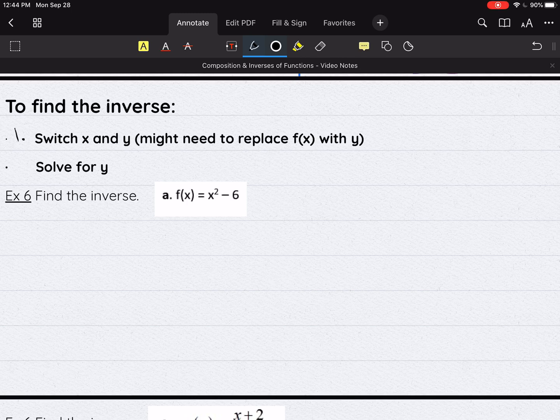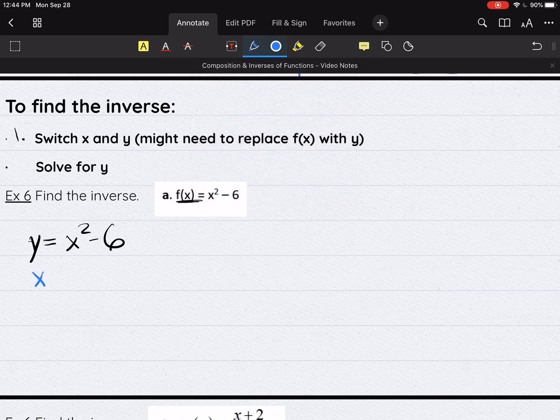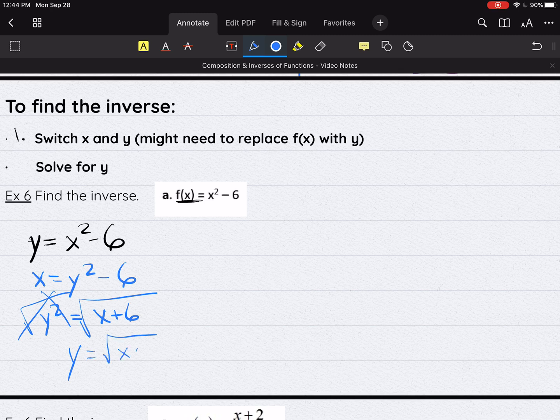So in this case, this is f of x equals, so I'm going to switch that and make it y equals x squared minus 6. Now, switching x and y, I would have x equals y squared minus 6. And now I just want to make it y equals again. So I'm going to add the 6 over. So I'd have y squared equals x plus 6. To get rid of the square, I am going to square root both sides. So I get y equals the square root of x plus 6.